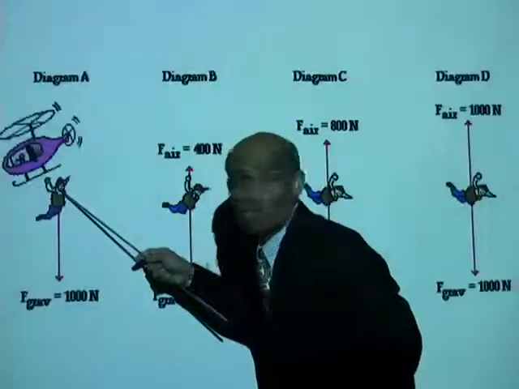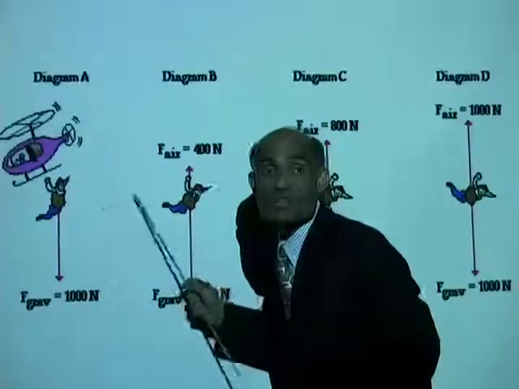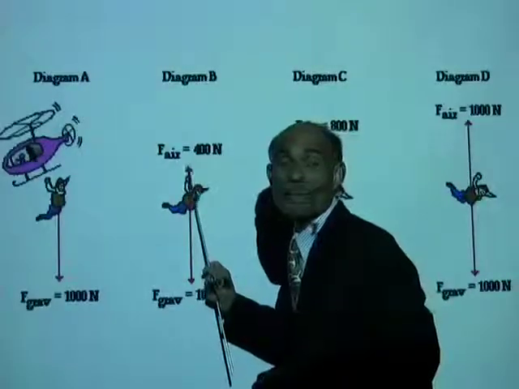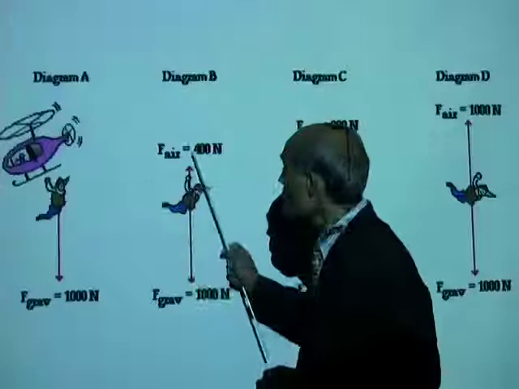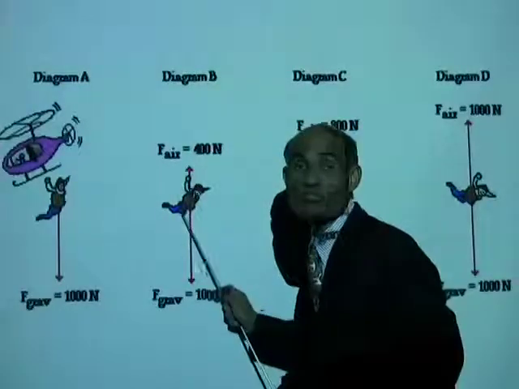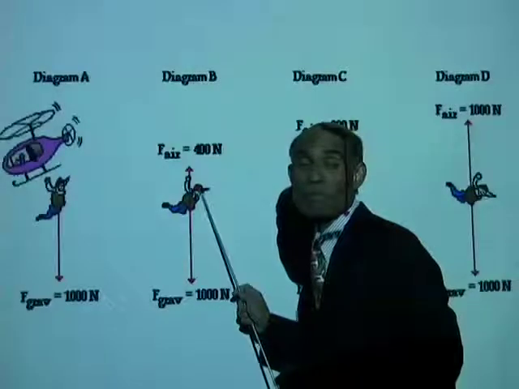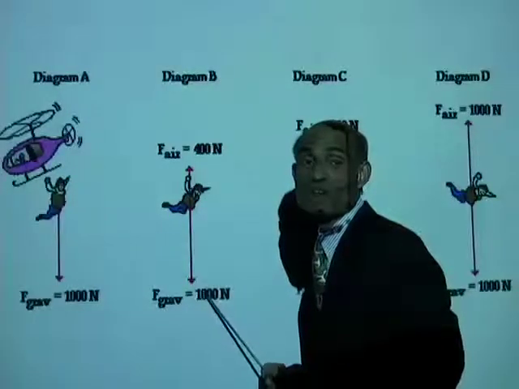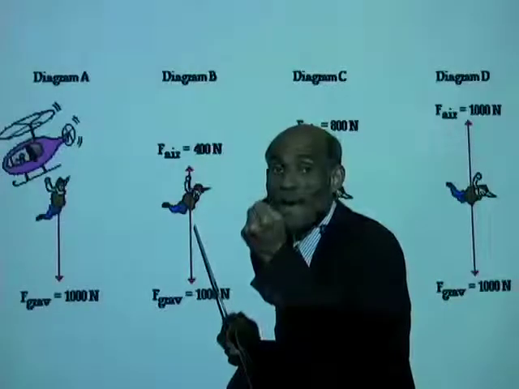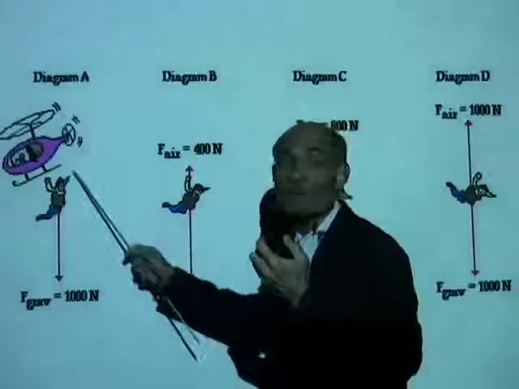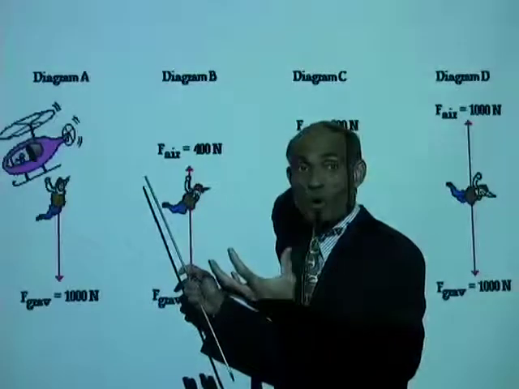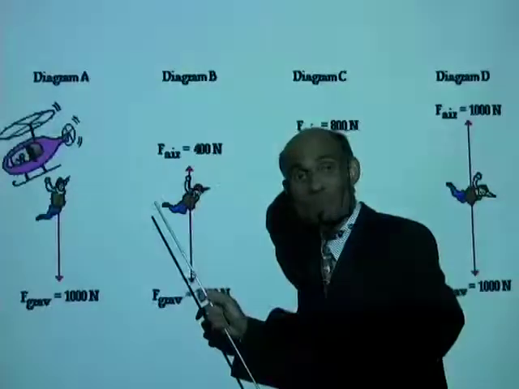Now, with time, he will increase his speed. As the speed increases, the drag force will increase. So, soon the drag force becomes, say, 400 Newton. What is the net force on him now? The net force is only 600 Newton. That means he's not falling as fast as he did first. Because the net force is now small, the acceleration is small. But he is still increasing his speed.